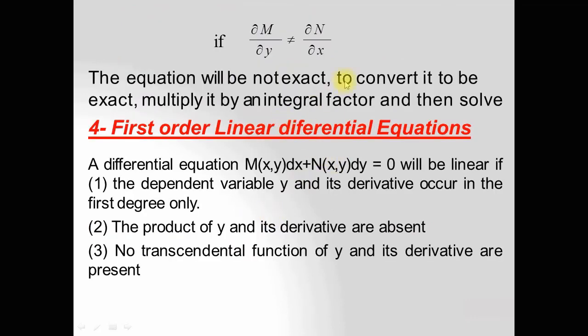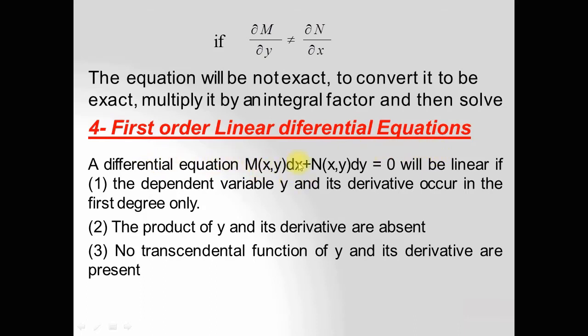So dear students, note that if an equation is non-exact, then try to convert that non-exact differential equation into the exact form by multiplying an integral factor. So first of all, find an integral factor, then multiplying that integral factor to the non-exact differential equation, the non-exact differential equation will become an exact differential equation. But how to find an integral factor? We have already discussed 4 cases for finding an integral factor in the previous lectures. Now the 4th case is first order linear differential equations.